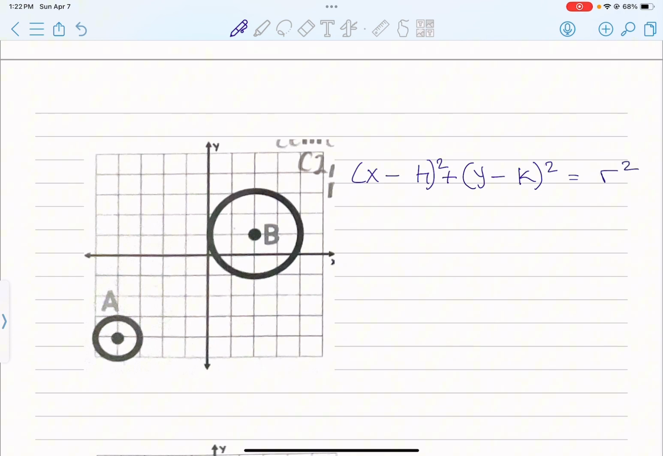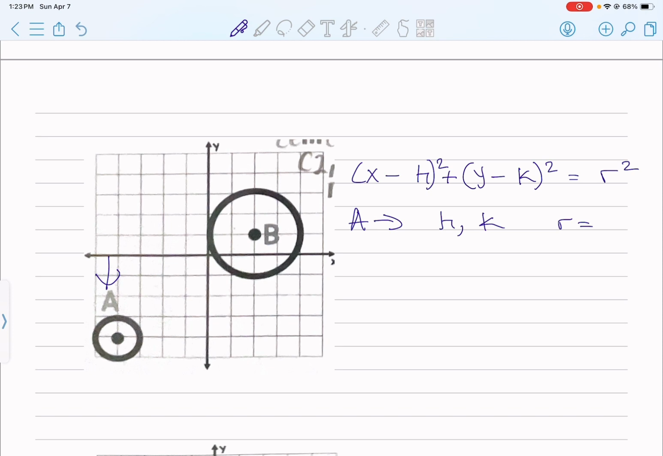Radius squared. So let's do A first. So we need the center, which is H and K, and we need the radius. Now let's look at the graph carefully.